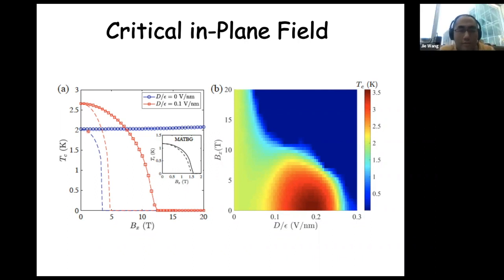So is this work published on arXiv? It's on the arXiv, yeah. I see. So I will read it afterwards.